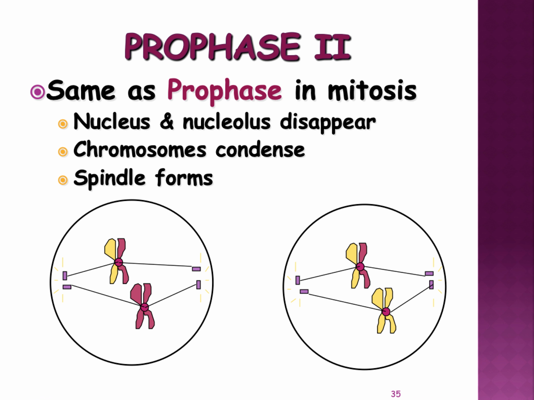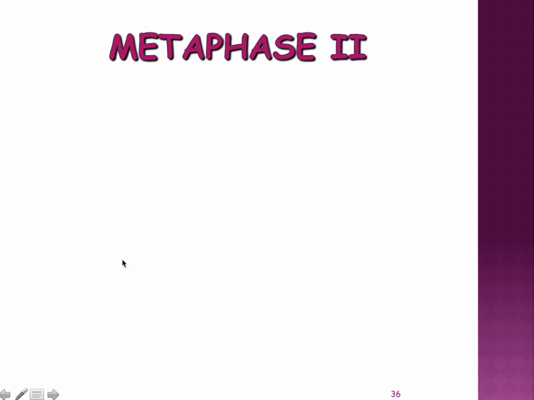So prophase 2 is the same as prophase in mitosis. You end up having the nucleus and nucleolus disappearing, the chromosomes condensing, and then you get your spindle, and you can start to see that they start to attach at the centromeres.